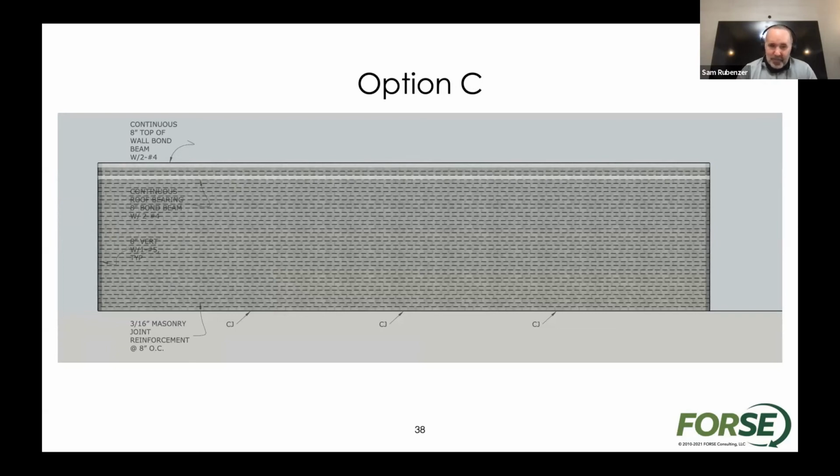I think this is the only option that every contractor said, no way. We don't love the 3/16-inch wire. Control joints aren't that bad. We don't want to be putting in wire every course. And so this is an option that kind of got discarded right away, but certainly that's something that was available.